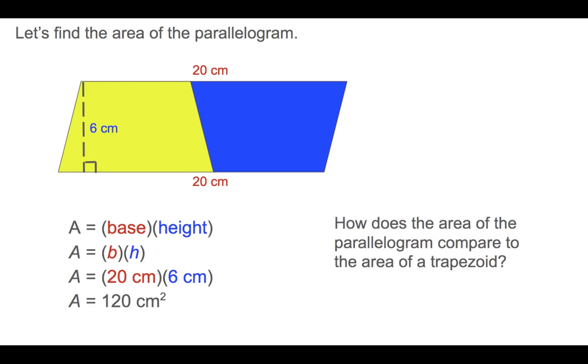Now, how does that compare to the area of a trapezoid? Well, if we look at this, we know that we have two trapezoids, so that means the trapezoid should be half of the parallelogram, or half of 120 square centimeters, which would make it 60 square centimeters. It's the same thing with the triangles. We find the area of a parallelogram, but we divide it by 2 because it takes 2 triangles to make a parallelogram.